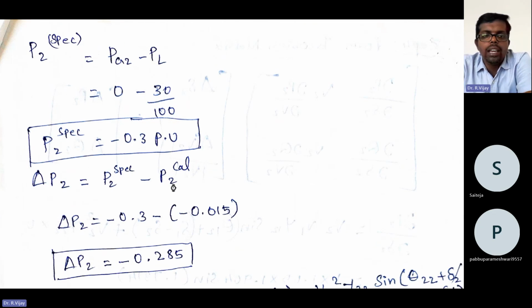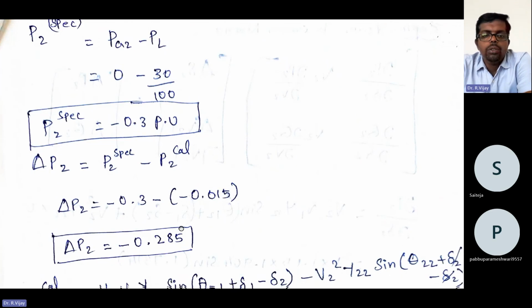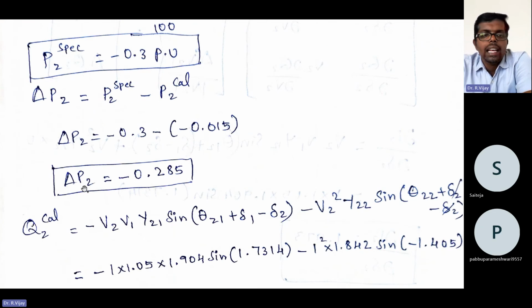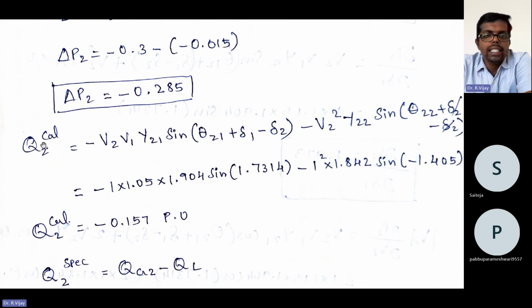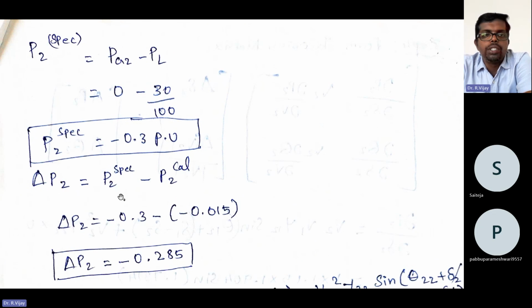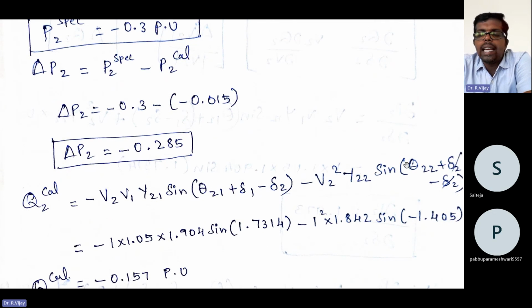What is the calculated value here? Minus 0.1015. Substitute that and you'll get the change in the real power value. Next, similarly, the Q2 calculated, for the change in reactive power. The same formula you need to substitute. While substituting, you'll get minus V2 V1 Y12 sine of (theta 21 plus del 1 minus del 2) minus V2 square Y22 sine of (theta 22 plus del 2 minus del 2). This both get cancelled.